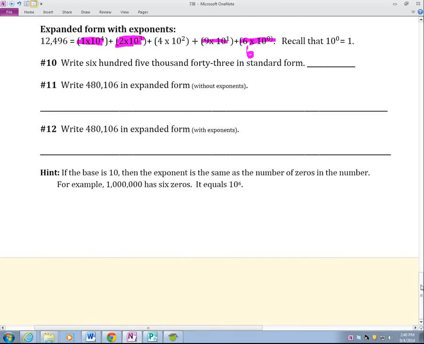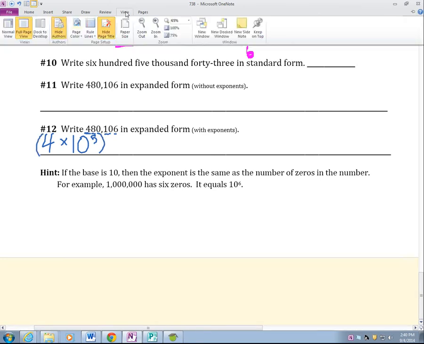First thing we have to look at is what place this 4 is in. It's in the 100,000s place. How many zeros would there be here if we're doing exponential form? 5. So we're going to do 4 times 10 to the what? 5th power. 4 times 10 to the 5th power.